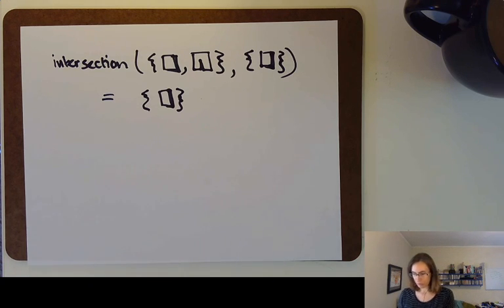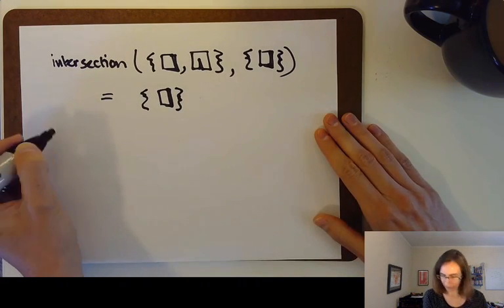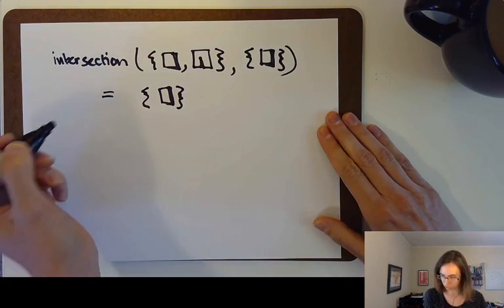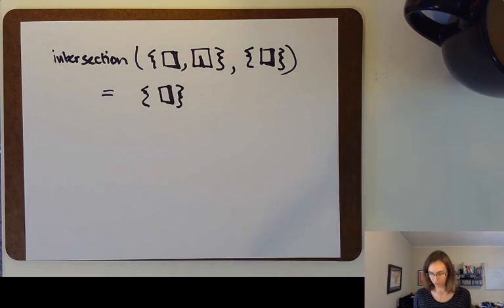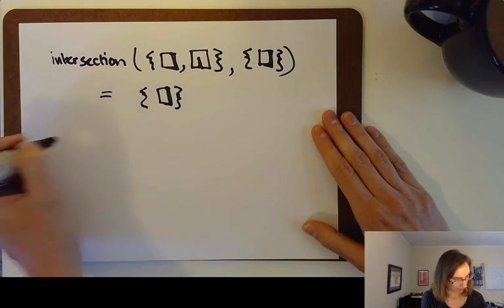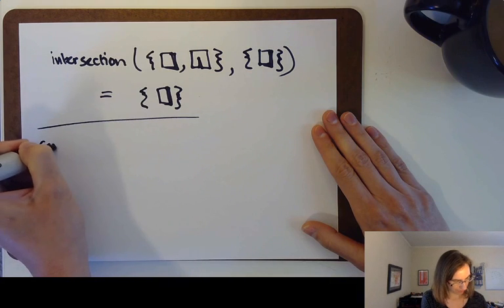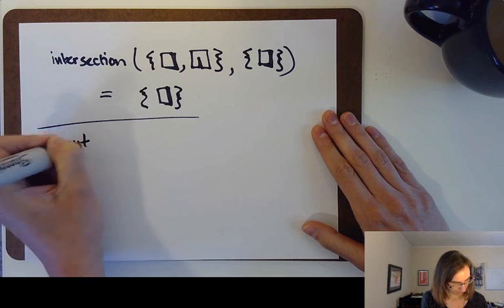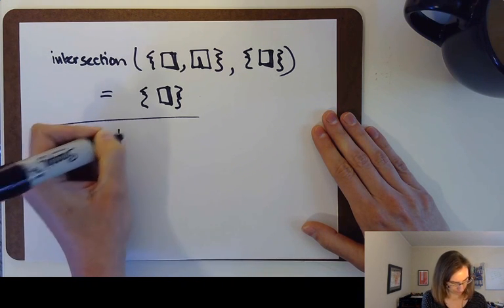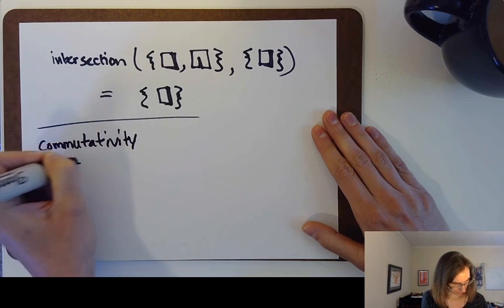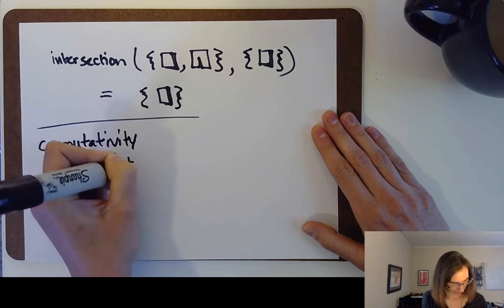What does commutativity mean, by the way? A binary operation is commutative if changing the order of the operands doesn't change the result. So for example, addition is commutative, right? A plus B equals B plus A.